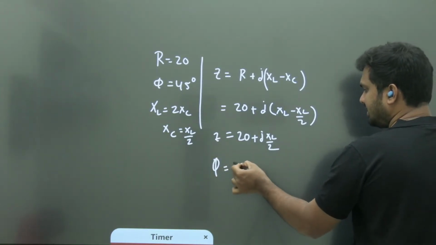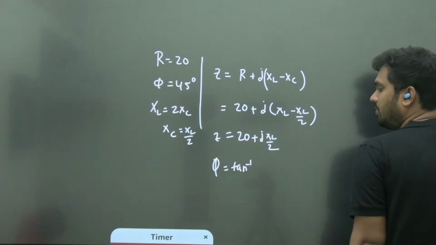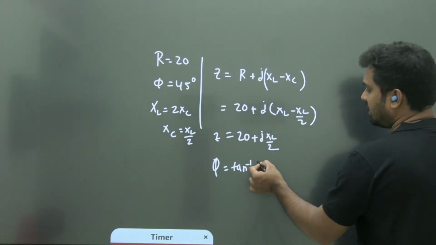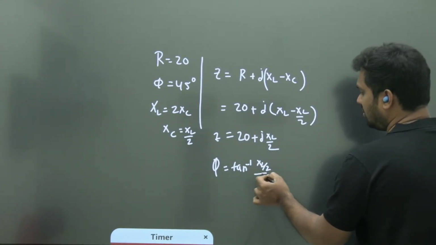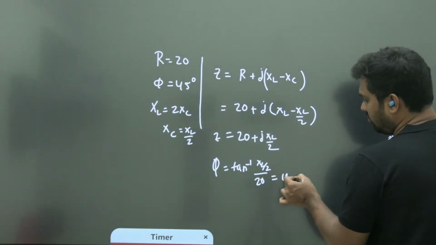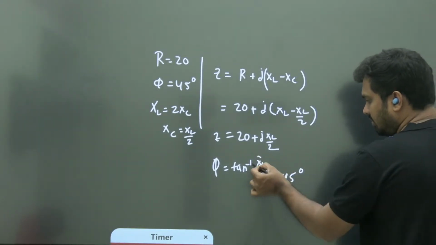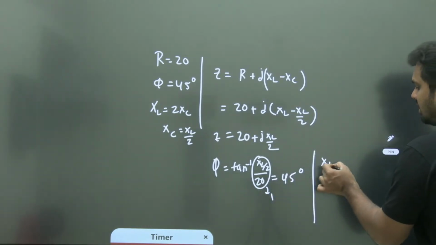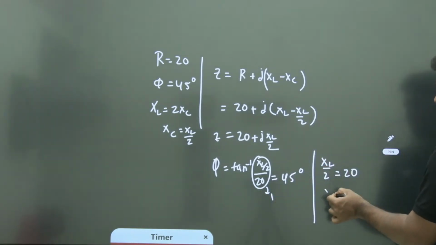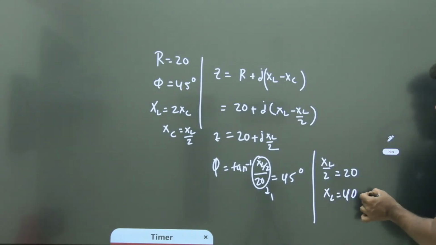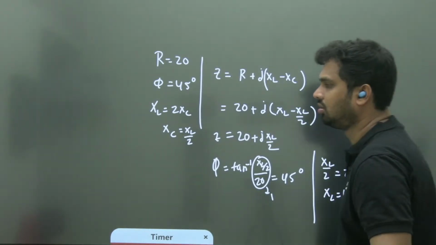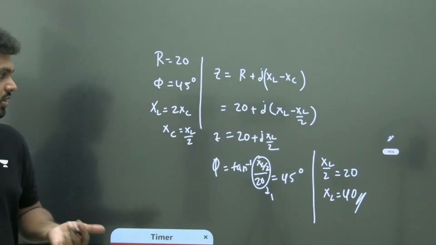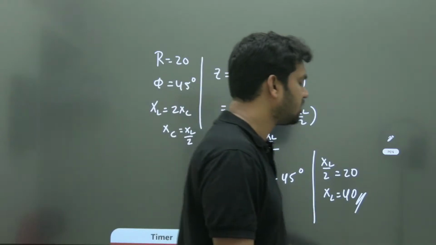What is phi? Tan inverse of B by A. Tan inverse of B by A is (XL by 2) by 20. This is equal to 45 degrees. So this part must be 1. So XL by 2 equal to 20, so my XL should be 40. Sir, the question is done. This is one method. Now we can also try this question with another method. So let's solve the same question by another method.